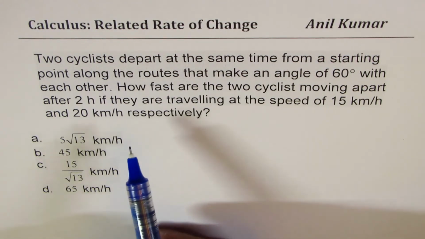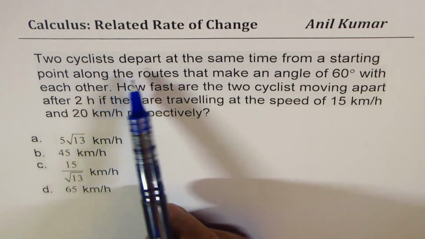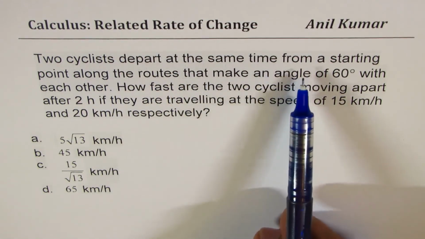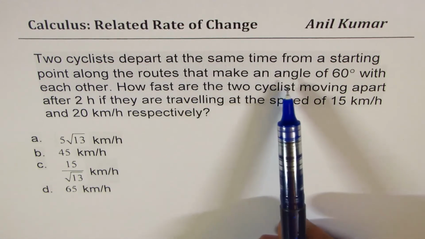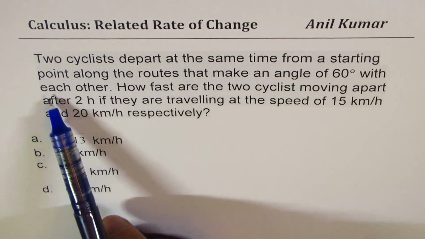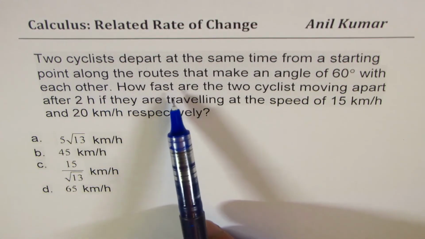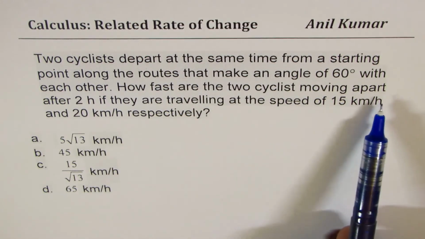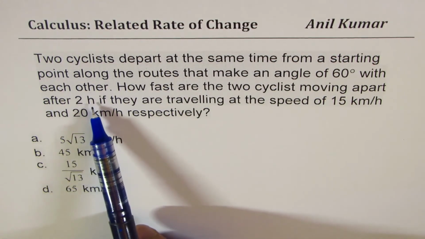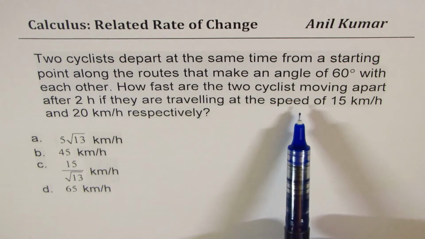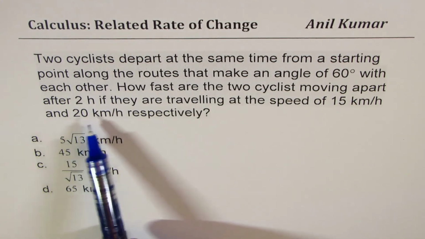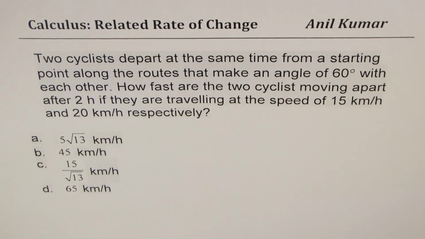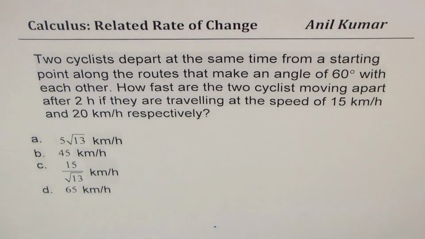The last question here is, two cyclists depart at the same time from a starting point along routes that make an angle of 60 degrees with each other. How fast are the two cyclists moving apart after 2 hours if they are traveling at the speed of 15 kilometers per hour and 20 kilometers per hour respectively? 4 choices are given to you.